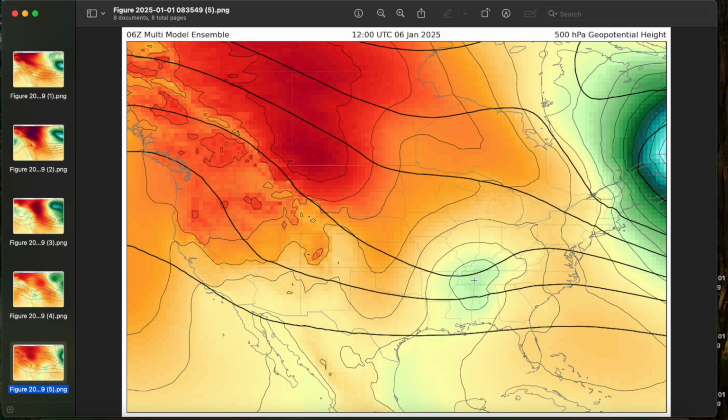Since it's an average, it could be anywhere, but what we can take away from this model run is that somewhere in the Tennessee, Nashville area, by 7 a.m. Eastern Time, January 6th, a low pressure center will be near that area with some rain to the south and snow to the north, and we'll see that in a moment.